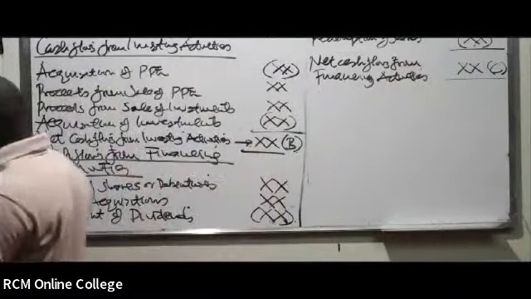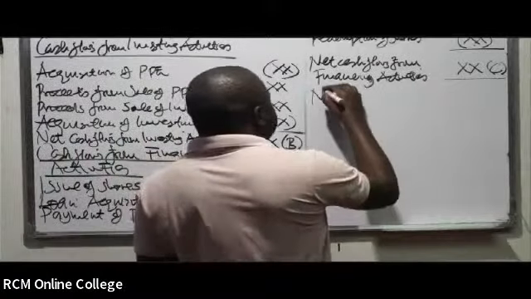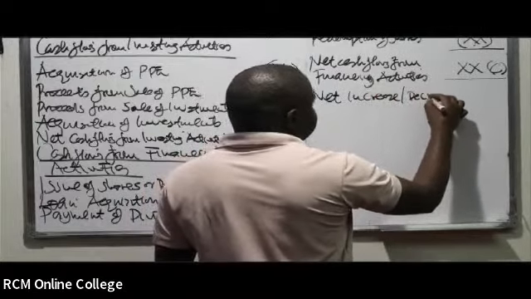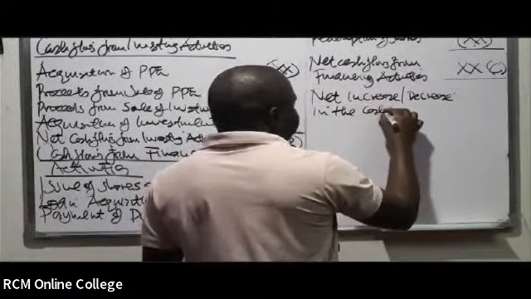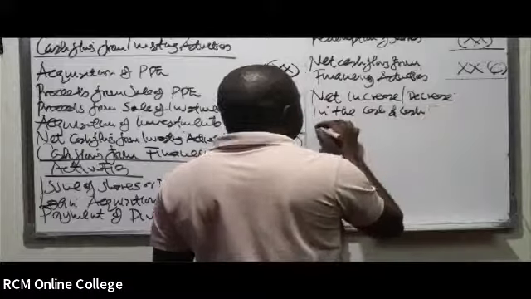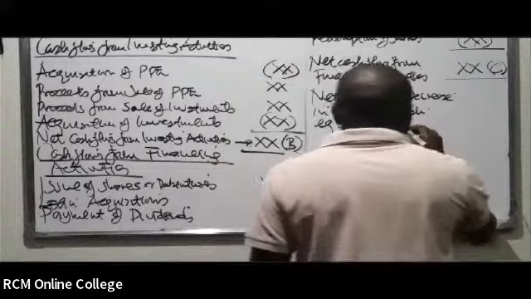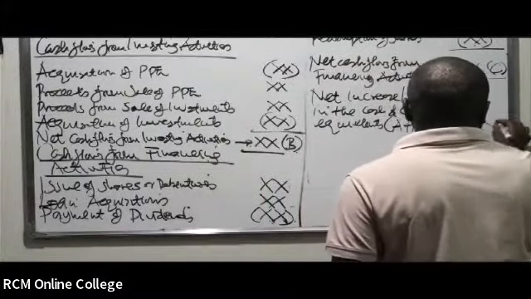Then once you have all those figures for the three parts, you now get the net increase or decrease in cash and cash equivalents. And how do you get this? You take A plus B plus C. So there's a figure you'll be able to get.